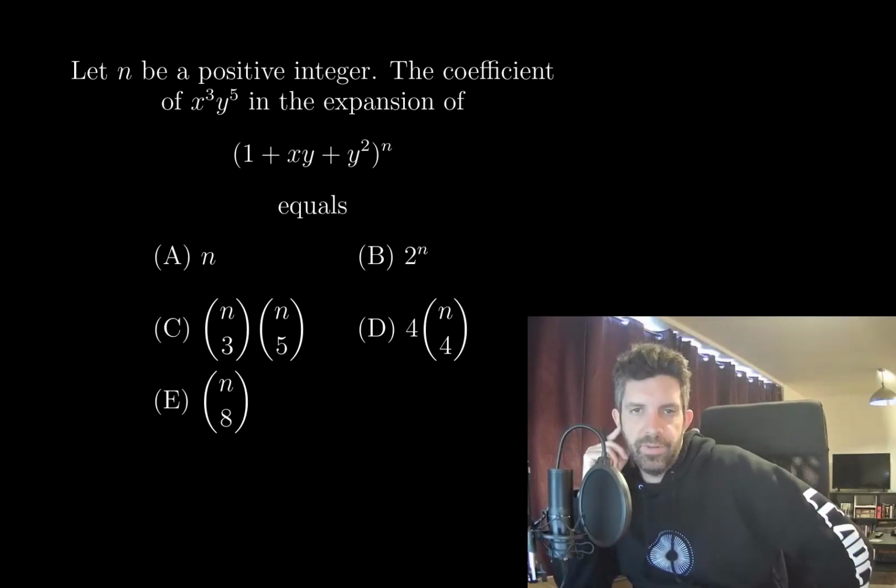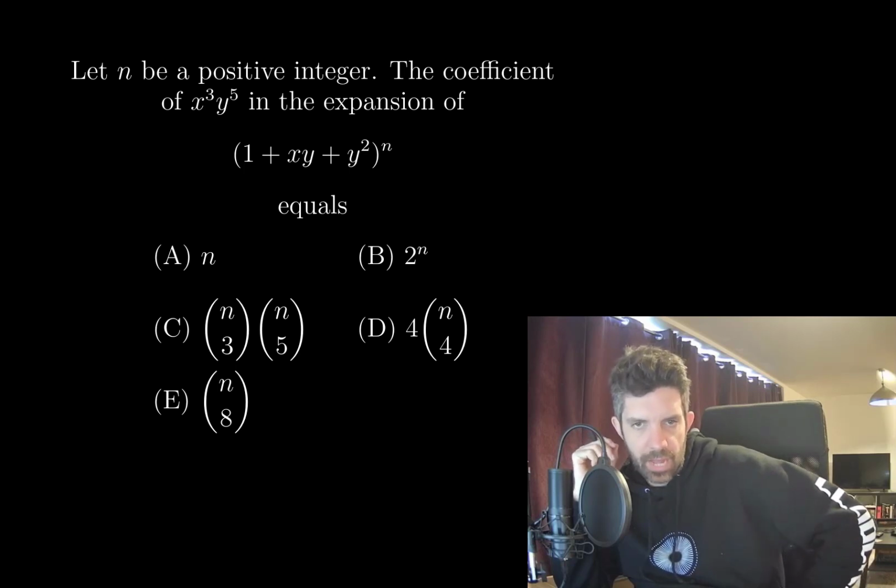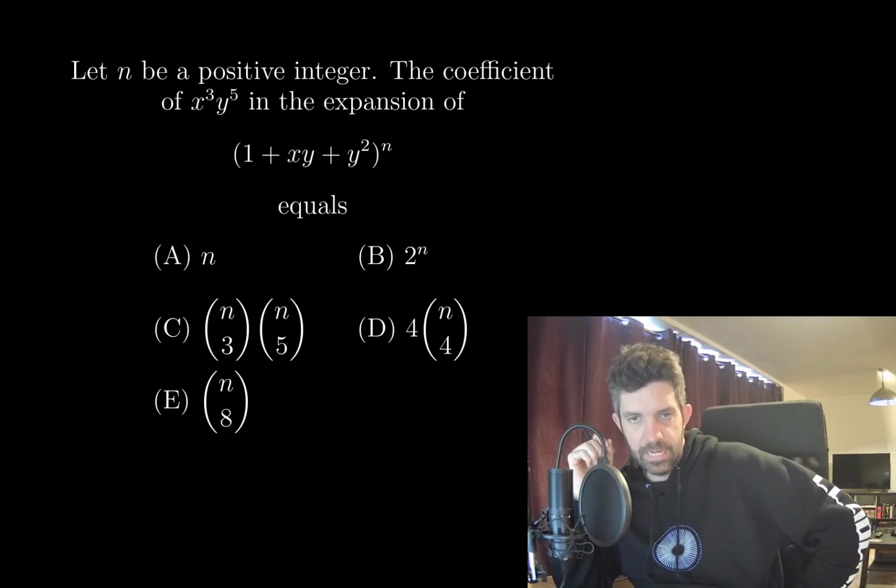Let n be a positive integer. The coefficient of x cubed y to the 5 in the expansion of (1 plus xy plus y squared) to the n equals n, 2 to the n, well, a bunch of these options.